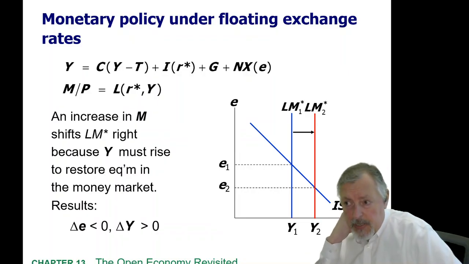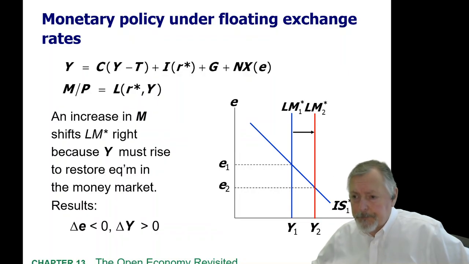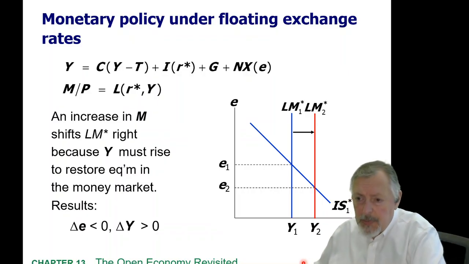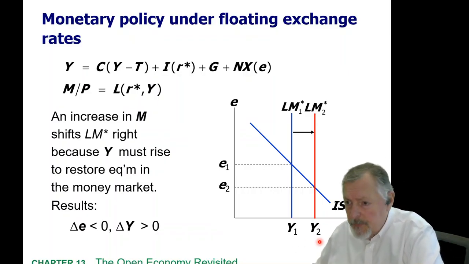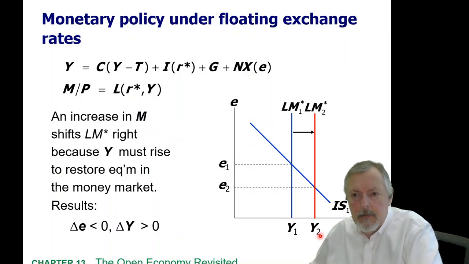Now, what about monetary policy? What happens if the central bank tries to increase the money supply? An increase in the money supply from LM1 to LM2 throws the money markets out of equilibrium. To restore equilibrium, either output has to increase or the interest rate has to fall, or some combination of the two. But because it's an open economy, the interest rate can't fall. So output has to go up to restore equilibrium in the money markets.